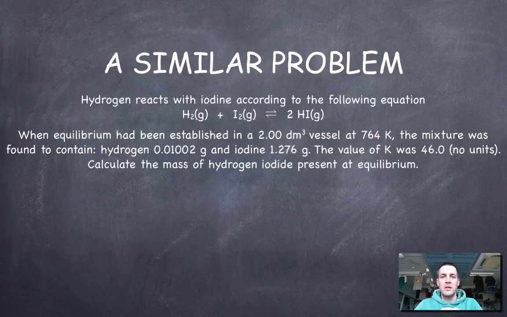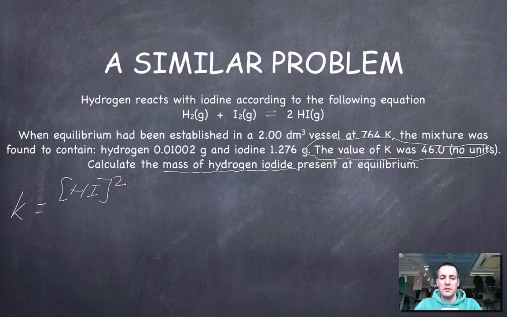Now, a similar problem but slightly different. We've now got the same masses, right? And we've got the volume, but we're not given the mass of hydrogen iodide. Okay, we are, however, given the value of K, right? So in other words, we know now, as soon as we've written our equilibrium constant, that is HI squared over all the rest of it, H2 multiplied by I2. We're now trying to find the mass of HI.